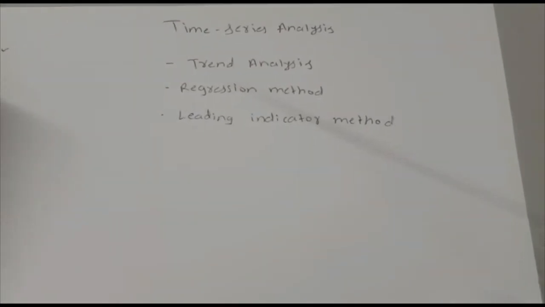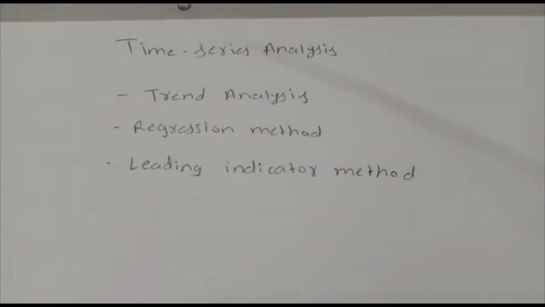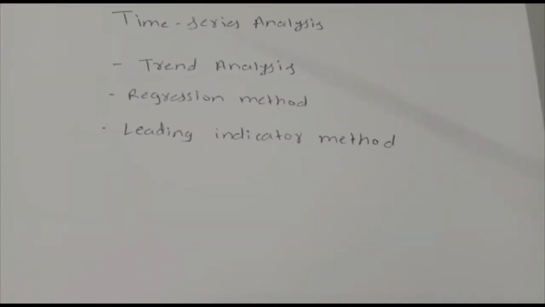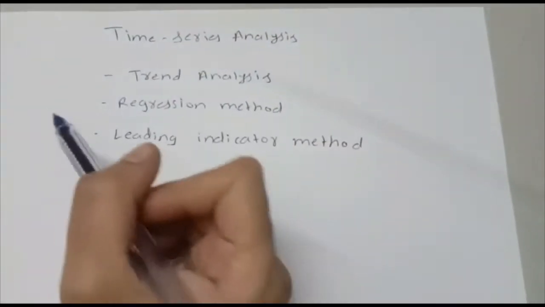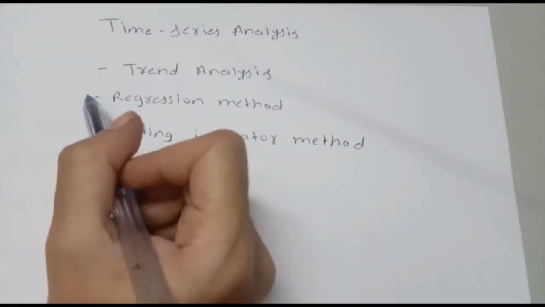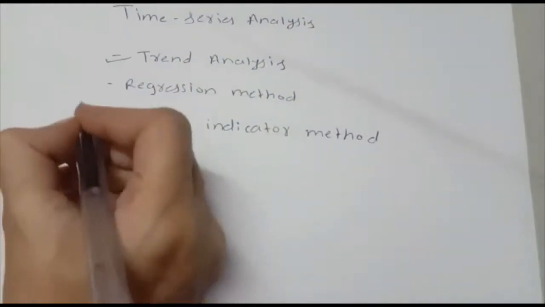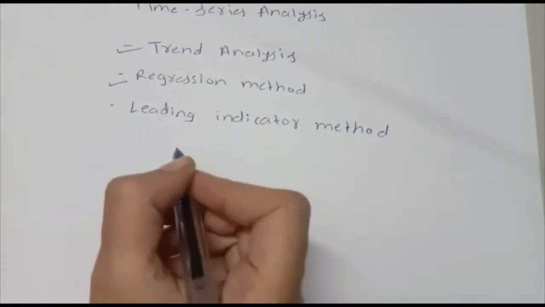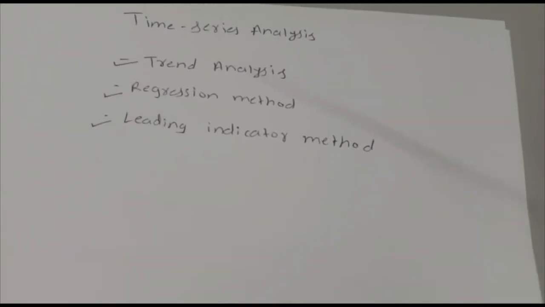Welcome to the 7th lecture of Economics and Management. In today's lecture, we are going to talk about time series analysis. In time series analysis, there are three sub-methods. First is trend analysis, second is regression method, and third is leading indicator method. We will talk about these three methods one by one.